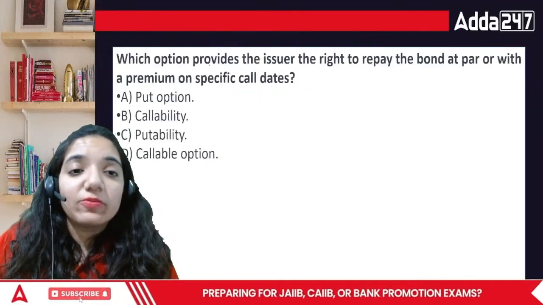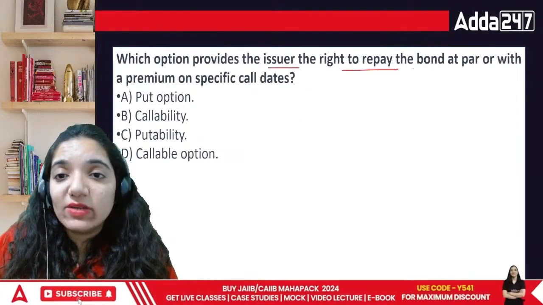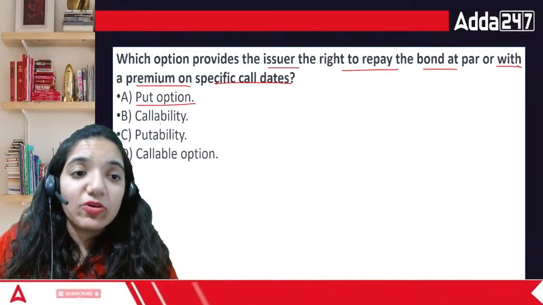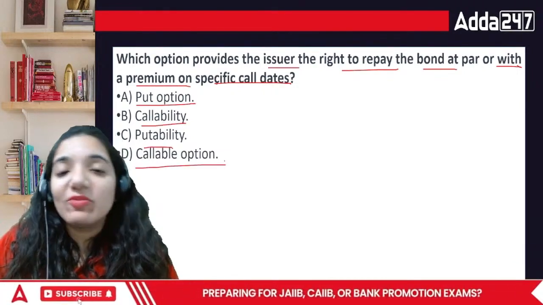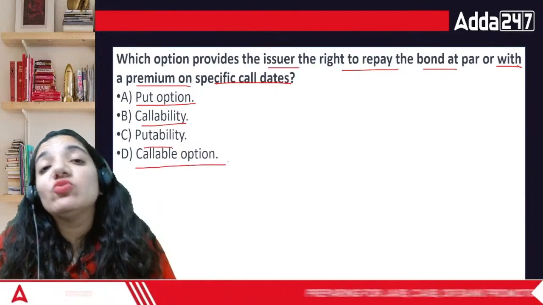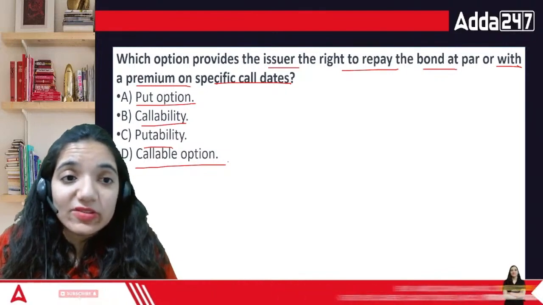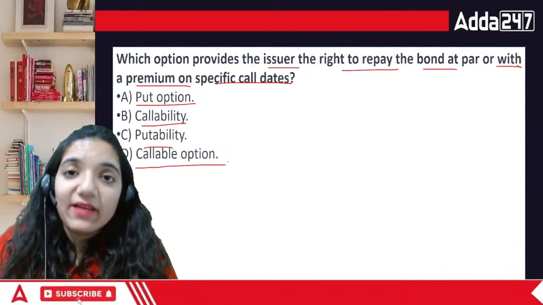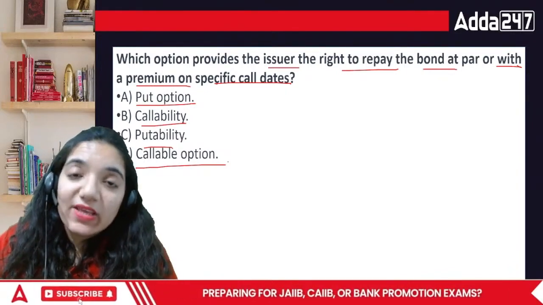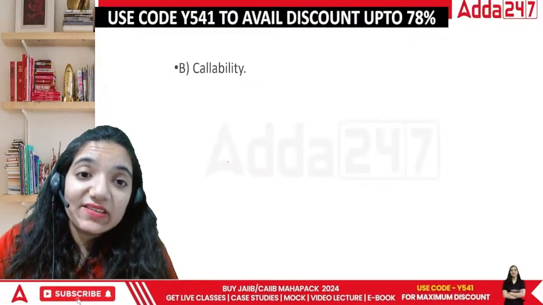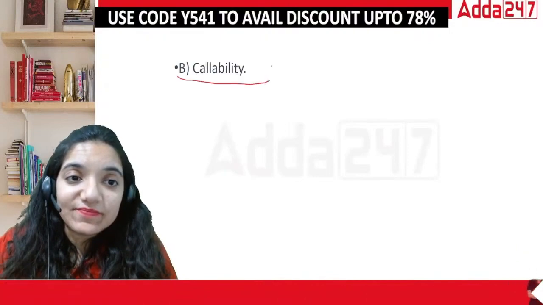Acha, which option provides the issuer the right to repay the bond at the par or with the premium or on a specific call dates? Put option, callability, putability, callable option. They're talking about issuer the right to repay the bond. मतलब the company has the right to call the person कि ठीक है ना, you come and we will pay you. We have got good amount of money, we'll pay you in advance. So what will you do? In this case, the answer is callability.